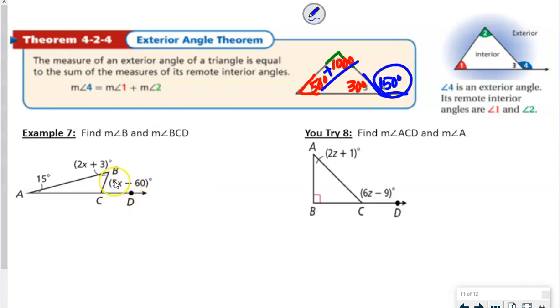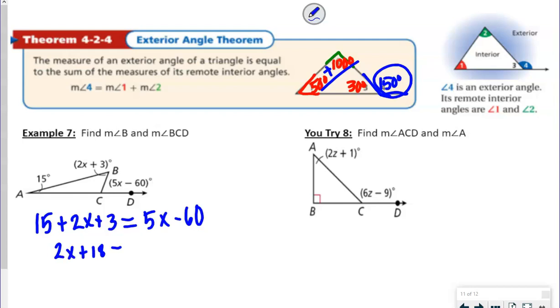So here again, we know that this exterior angle is equal to these two angles added together. So the way we're going to do this is we're going to say 15 plus 2x plus 3 equals our 5x minus 60. Okay, so that means the two remote interior angles, they're not the ones that form the linear pair, add up to be equal to the exterior angle. Okay, so we're going to combine the 15 and the 3, that's 18, so that's 2x plus 18 is equal to 5x minus 60, okay?